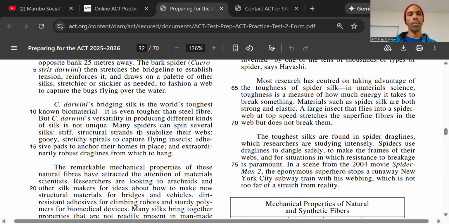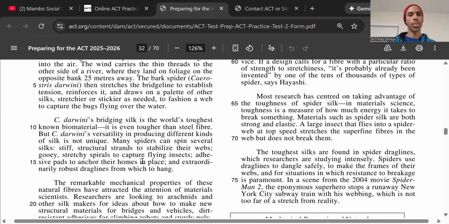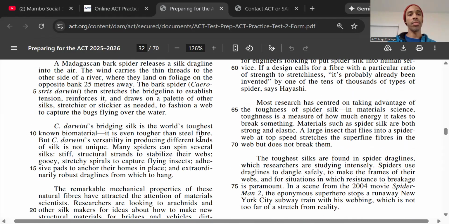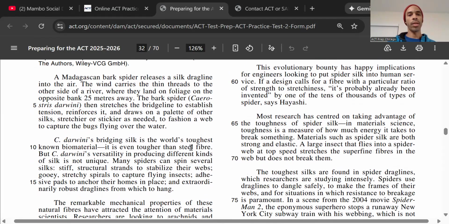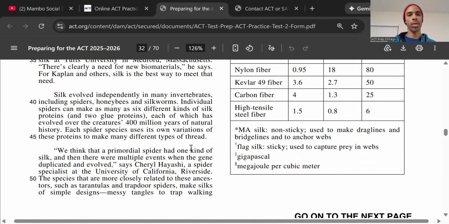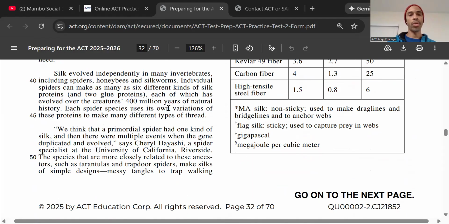Which is crazy. Stabilize their webs, stretchy spirals to catch insects, adhesive pads, sticky, and robust drag lines. And they said it can be tougher than steel fiber. That is crazy. I didn't know that a spider can do so much with silk. That was just one kind of spider web, right?